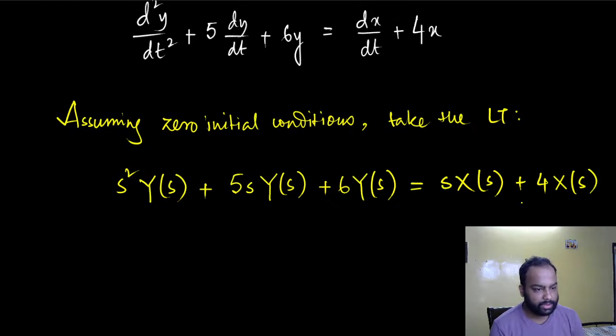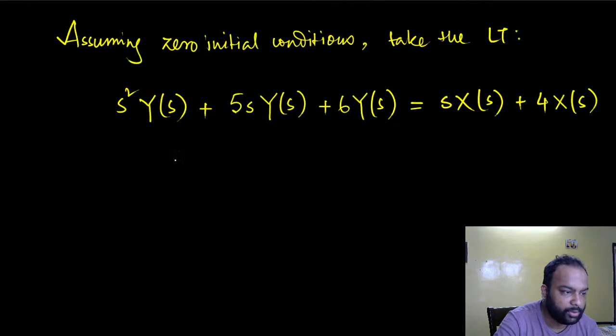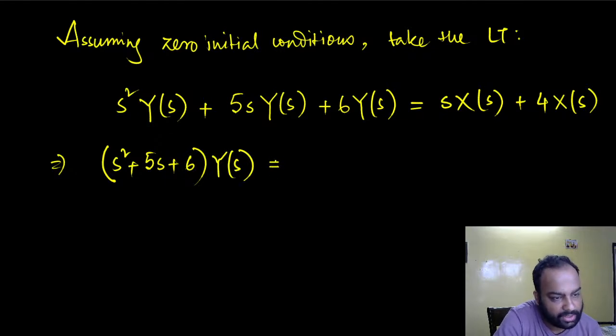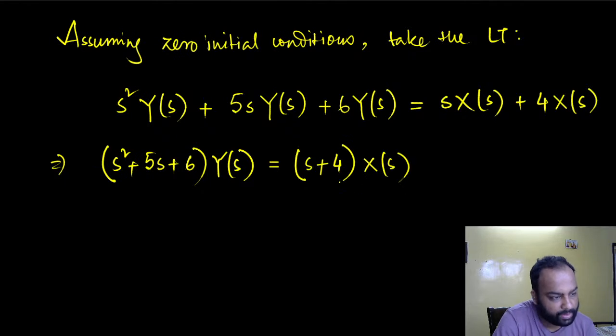All right. So again, assuming zero initial conditions, we can factor out Y(s) out of this entire thing. So we would be left with s squared plus 5s plus 6, since we are factoring out Y(s). And here we can also factor out X(s), so I would have s plus 4, and here we have X(s). All right.